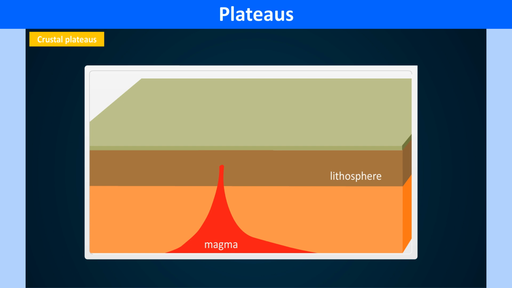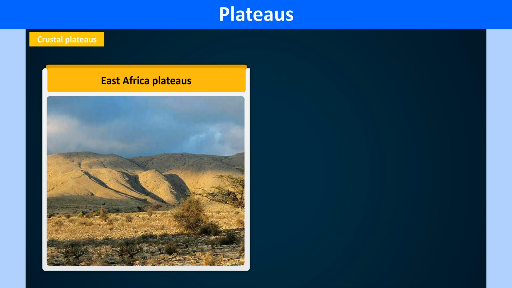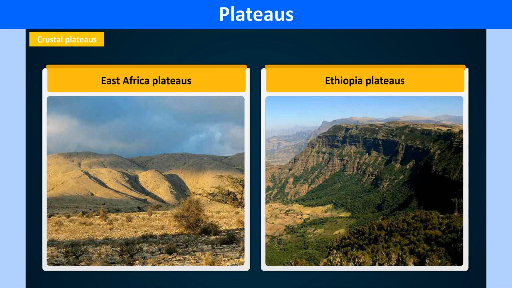Crustal plateaus. These are formed when the magma below the lithosphere pushes the crust on top but is unable to break through. As a result, the entire flatland surface above it is uplifted. This forms a crustal or continental plateau. The high plateaus of East Africa and Ethiopia were formed this way.